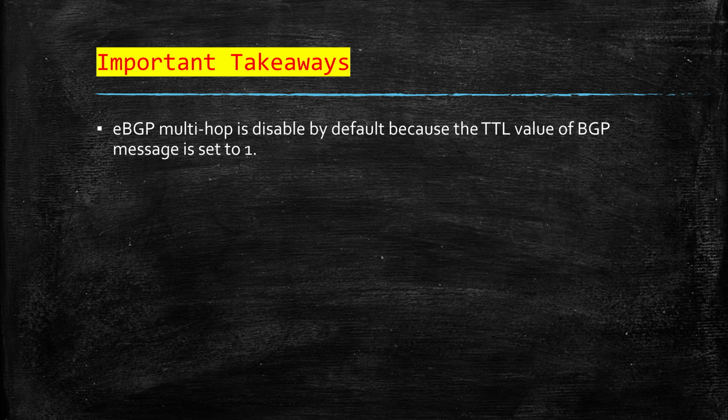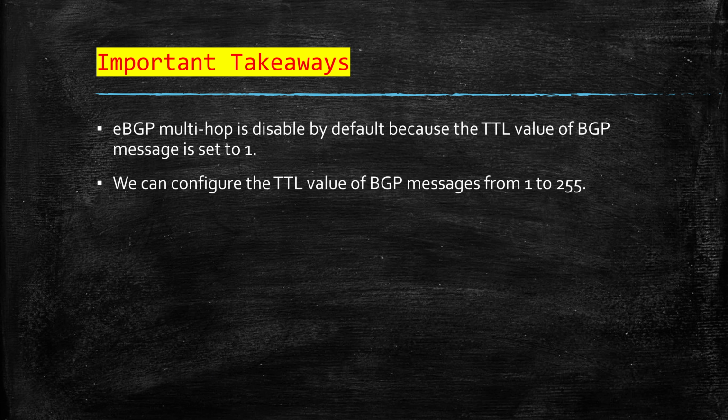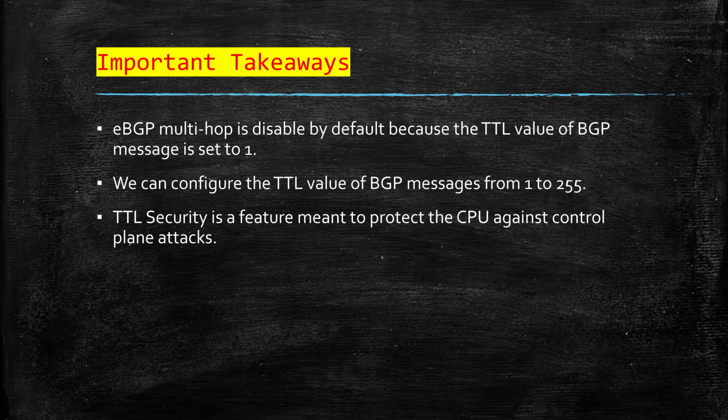So here we are at the end of this lesson. The important takeaways are: eBGP multihop is disabled by default because the TTL value of BGP messages is set to 1. This TTL value can be configured by setting a value higher than 1. We enable BGP multihop. And TTL-security is a feature meant to protect the CPU against control plane attacks by restricting the scope of BGP messages that can reach the CPU.